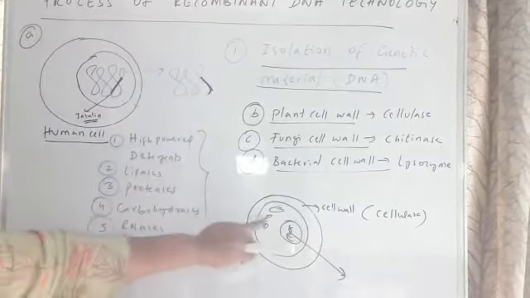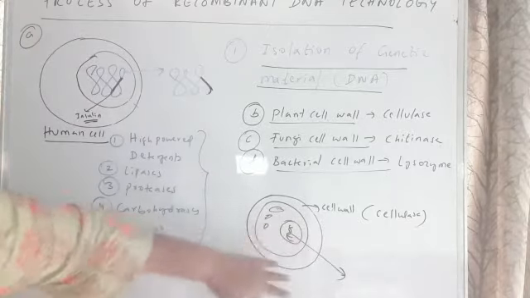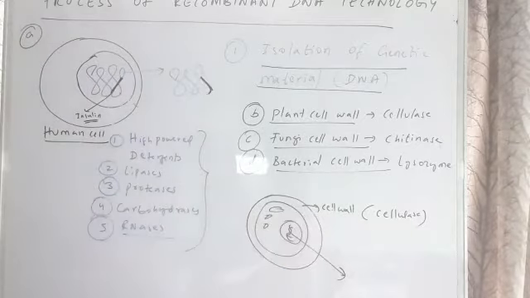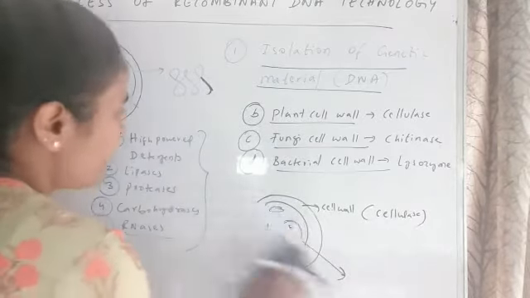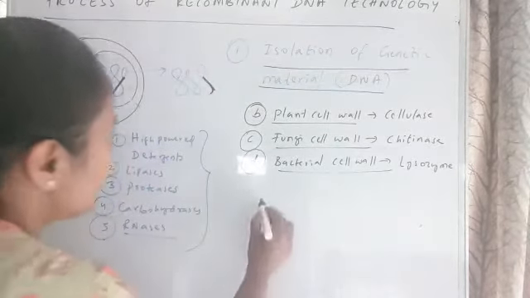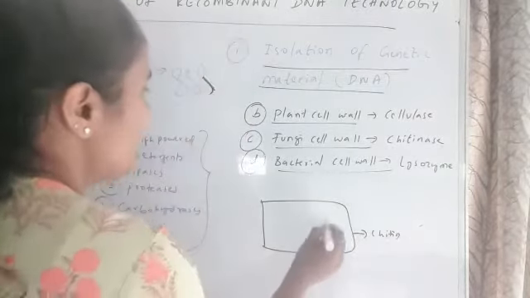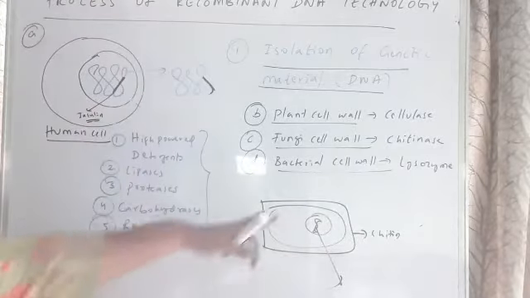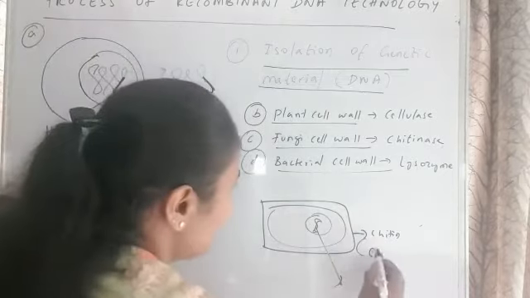So the same high powered detergents, lipases, proteases, all this we will be using. And apart from this, we also use an extra enzyme, cellulase, to break the cell wall of the plant. Now similarly, the fungus cell also has a cell wall, which is made up of chitin. To extract the genetic material from the fungus cell, the first enzyme we have to use is chitinase.